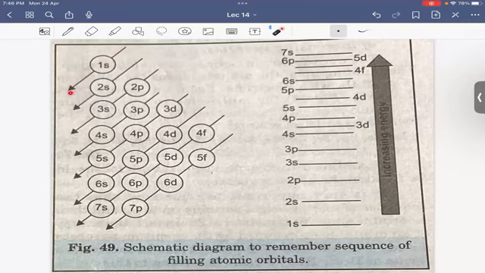So first it is going to be 1s. Then it is going to be the 2s orbital. Then it's going to be 2p and then 3s. Then it's going to be 3p and then 4s. After 3p it's not 3d, it's 4s. Then 3d, 4p, 5s. Like this you have to continue. So this is the schematic diagram to remember the sequence of filling atomic orbitals.